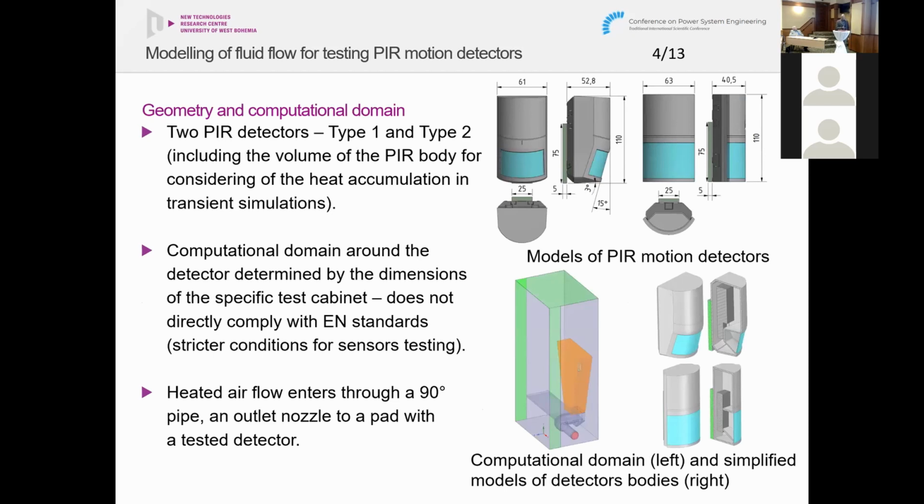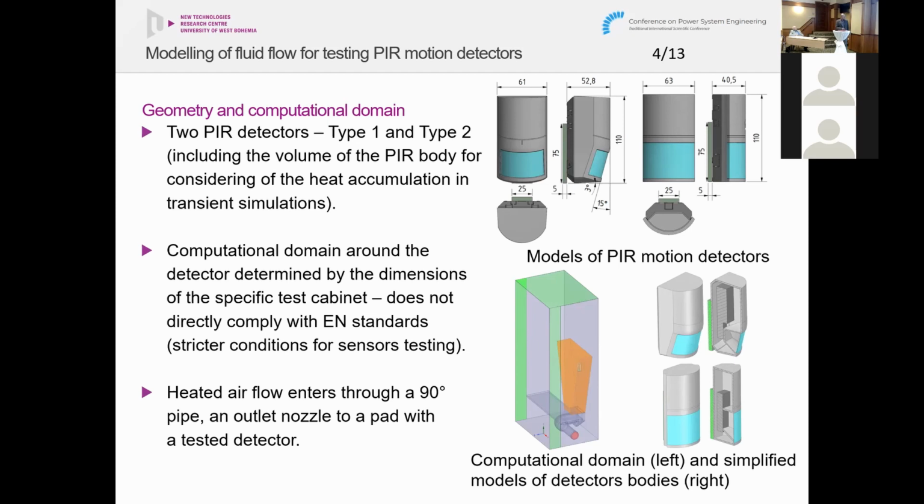Here you can see the geometry of two selected sensors, type 1 and type 2. The model was built including the volume of the PIR body for considering heat accumulation in transient simulations, but it was simplified. And the computational domain around the detector was determined by the dimensions of a specific test cabinet from one European country. It was a test that doesn't directly comply with norm standards.